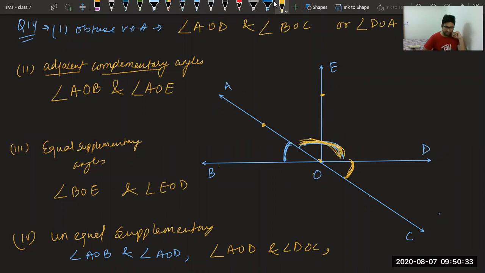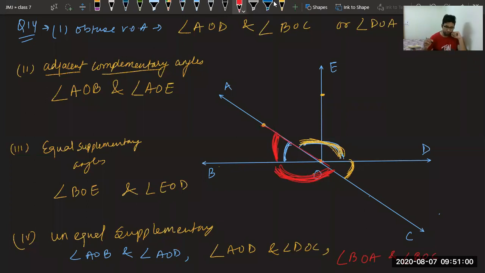Apart from this, any other pair? Lavya is saying BOA and BOC, yes beta. Okay, one more pair is there. Let us see that also. This angle BOA and this angle BOC are also forming a straight line. So the third pair is angle BOA and angle BOC.